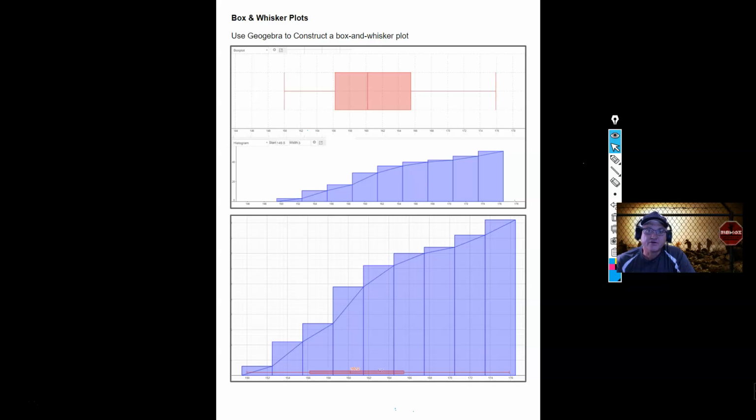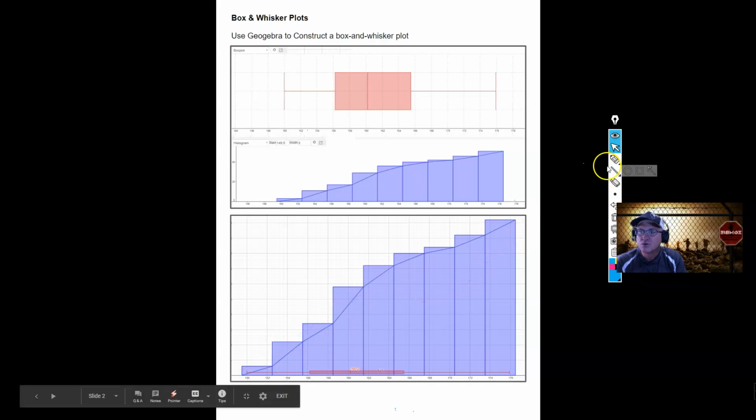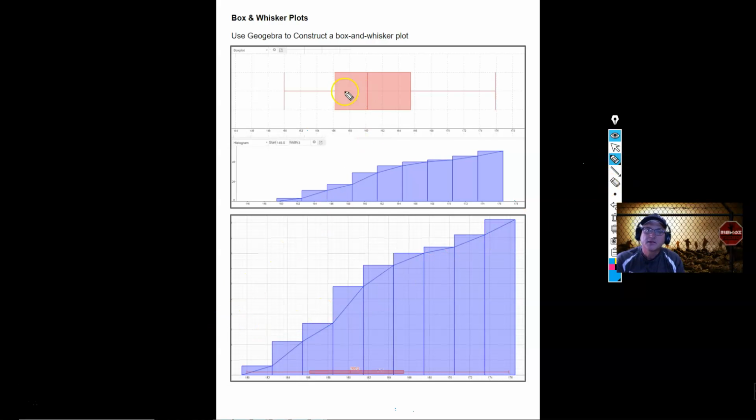Well, they're very convenient. It's a good way of expressing information because it breaks the information up into four parts, just like your five-number summary does. So when we take a look at a box and whisker plot here, this middle line, that's our median.